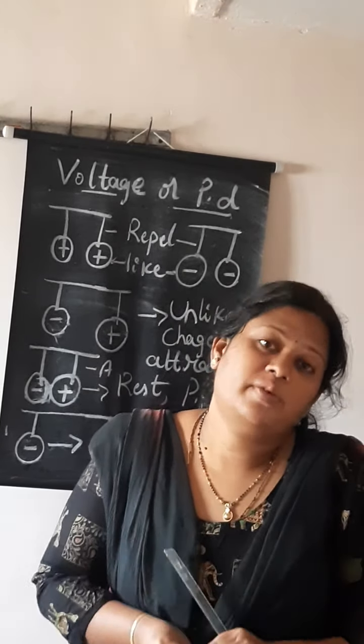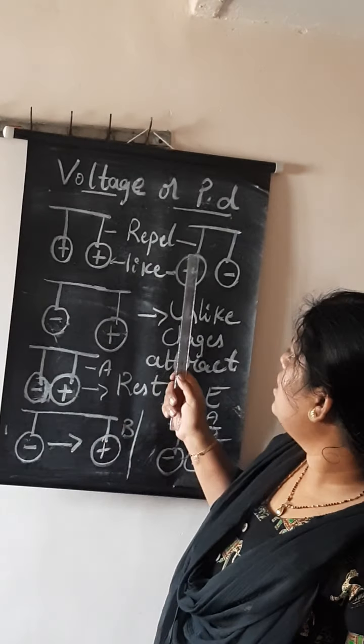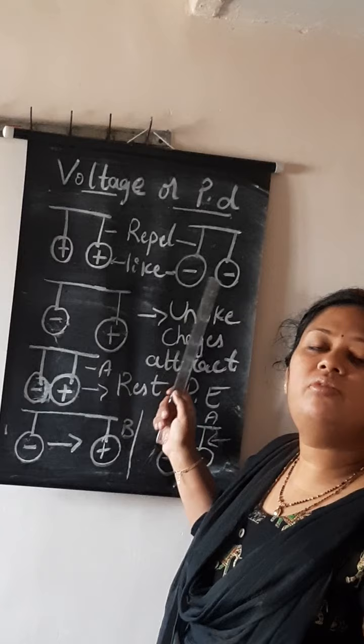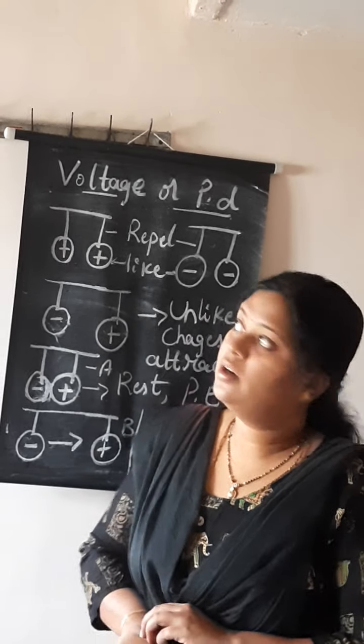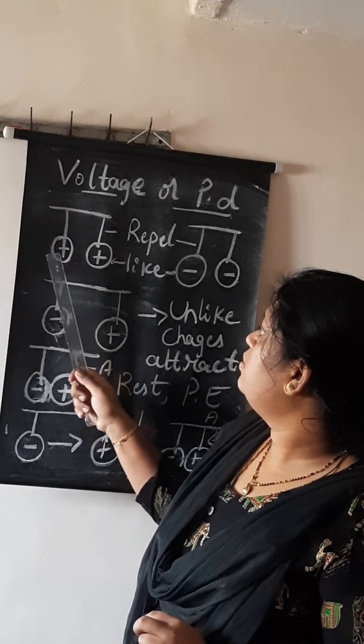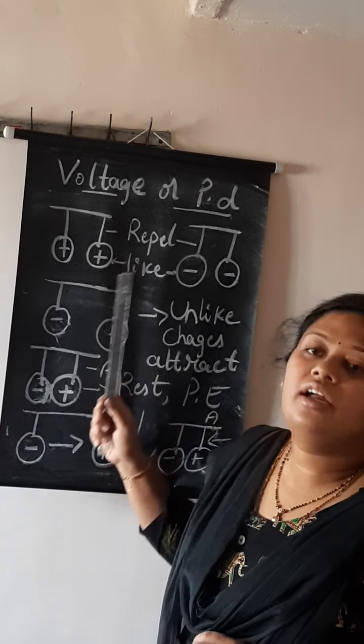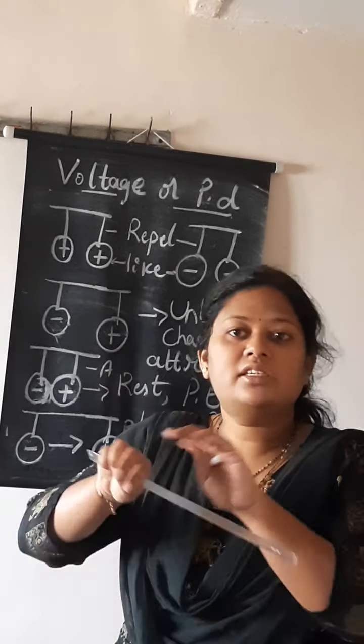The same concept we shall apply to the charges here. Two positive charges are present. Similarly, two negative charges are present here. Two positive charges or two negative charges together are called like charges. So here also the like charges repel each other. Means if you bring two like charges together, they will move away from each other. They will repel each other.